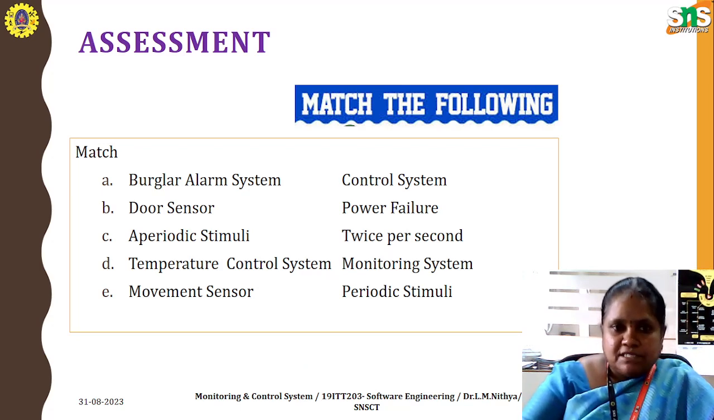So coming to the last part of the assessment, can you match burglar alarm system, door sensor, periodic stimuli, temperature control, and movement sensor with the right hand side things which I have mentioned? The burglar alarm system is a monitoring system. Door sensor, what happens? It senses twice per second. Aperiodic stimuli, power failure is an aperiodic stimuli. Temperature control system is a control system. Okay. Movement sensor, what happens? It is twice per second, or it could be periodic stimuli. Whatever it is, both are correct.